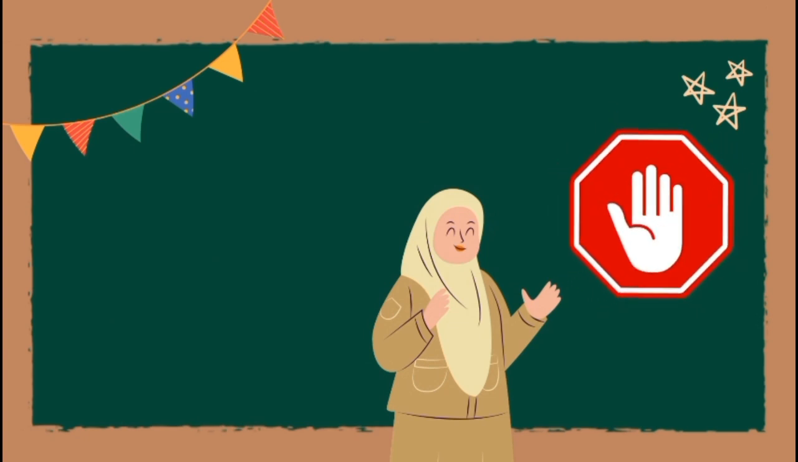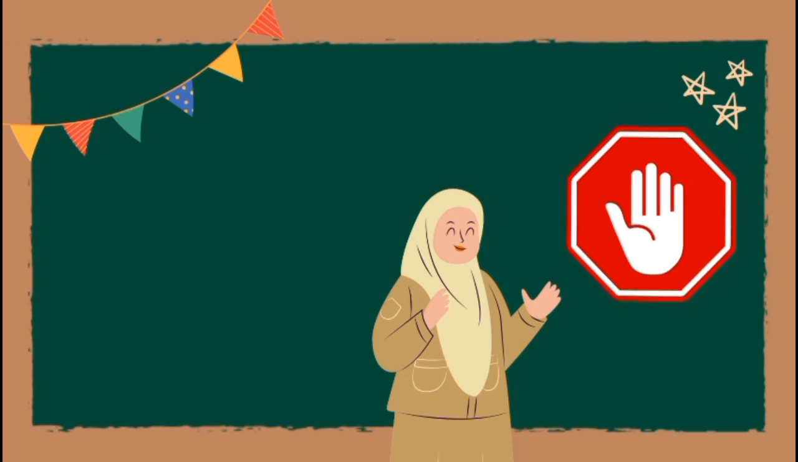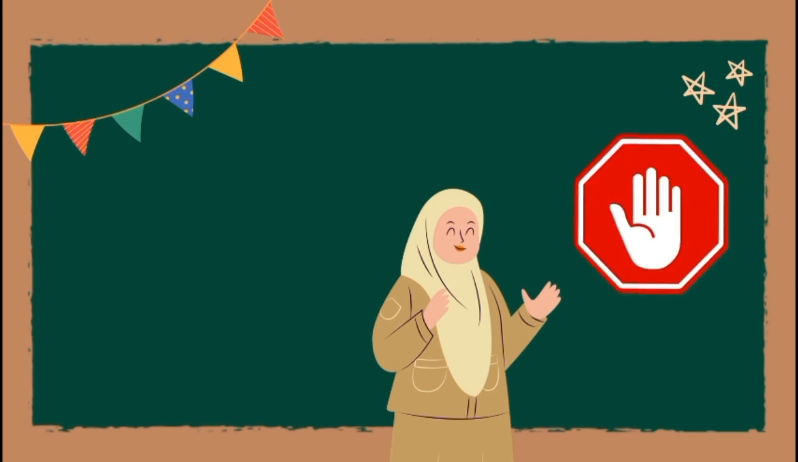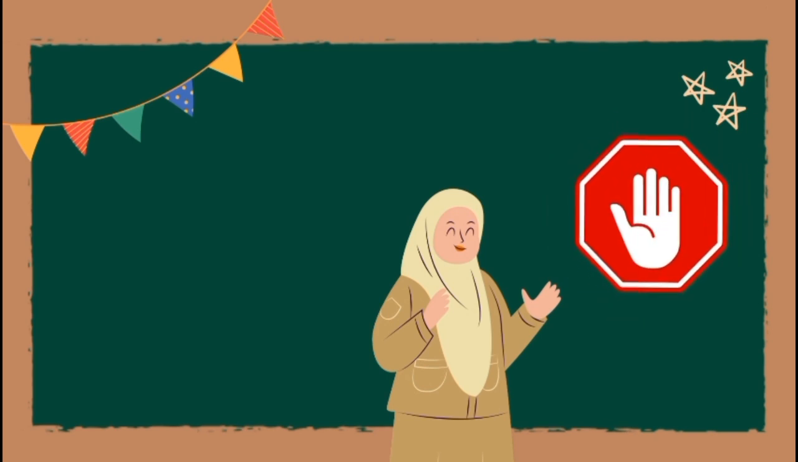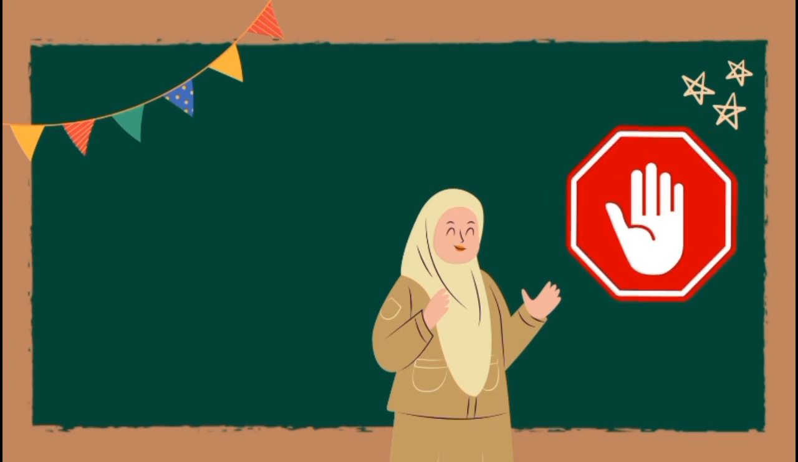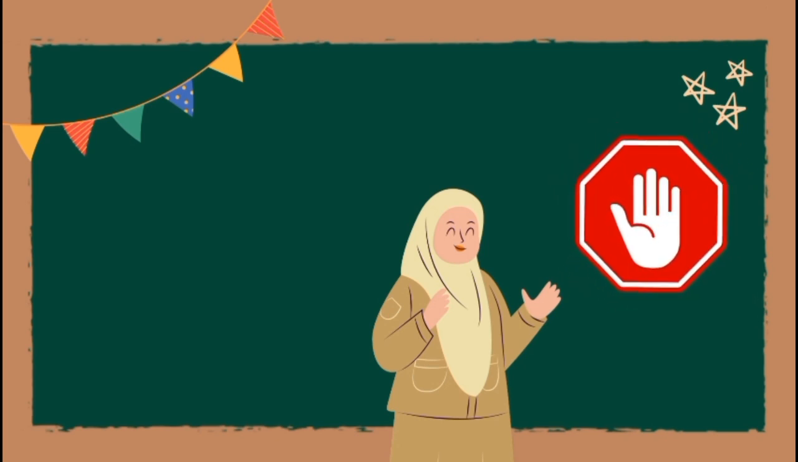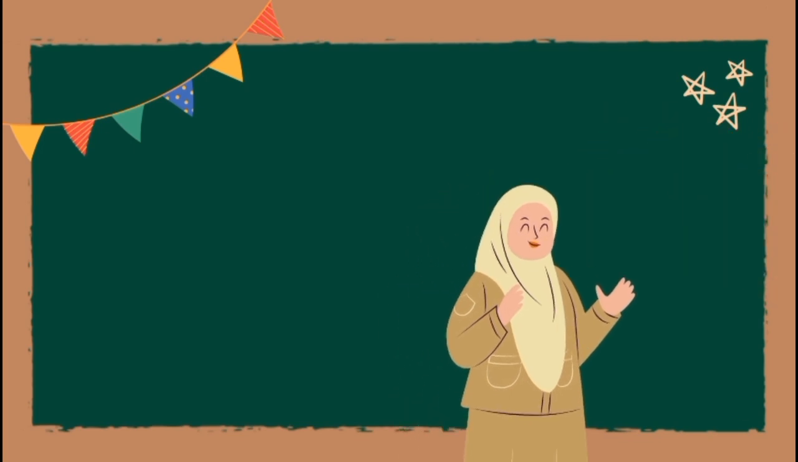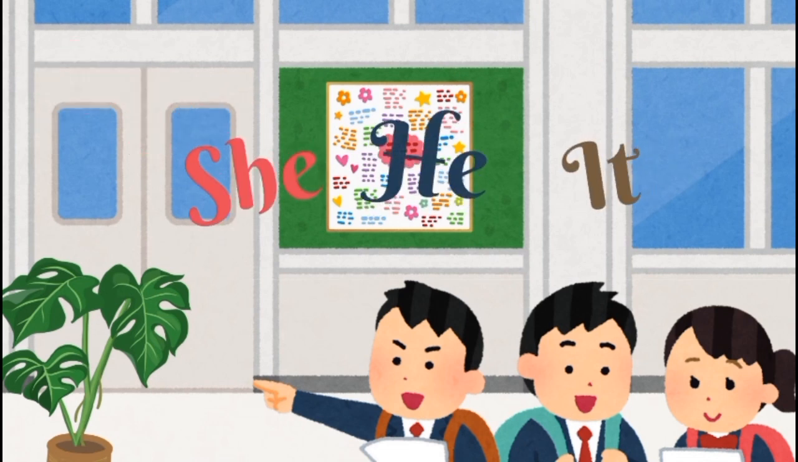Miss, what if we want to make a positive sentence using the subject she or he? Is the formula the same as the one you showed us earlier? In that case, let's take a look at Miss' explanation about adding s and es to verbs in the simple present tense. To add s or es to a verb, the subject must be she, he, or it.